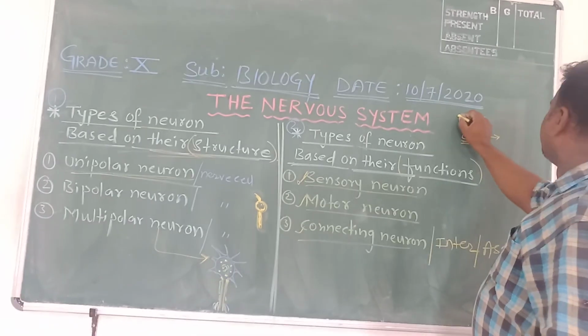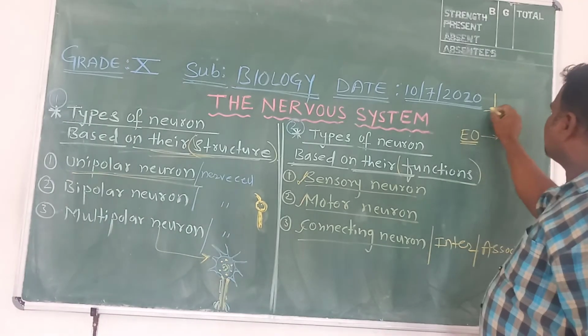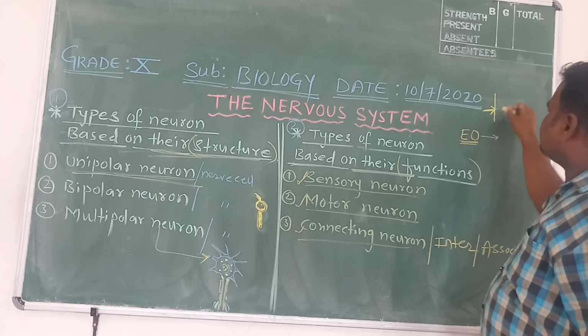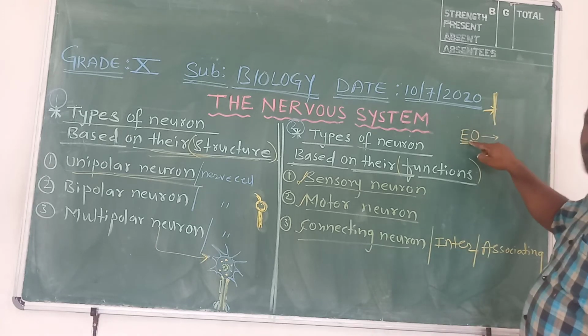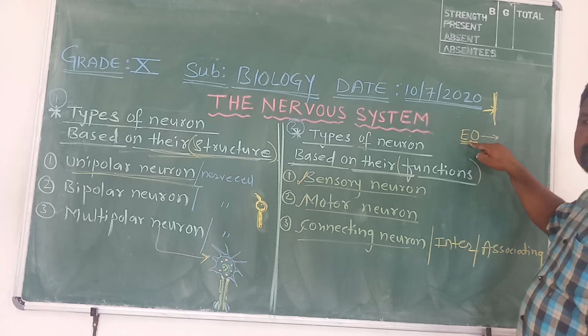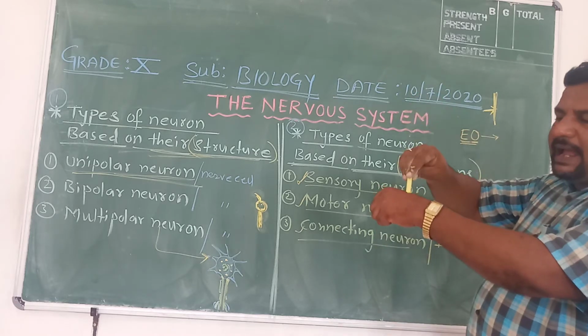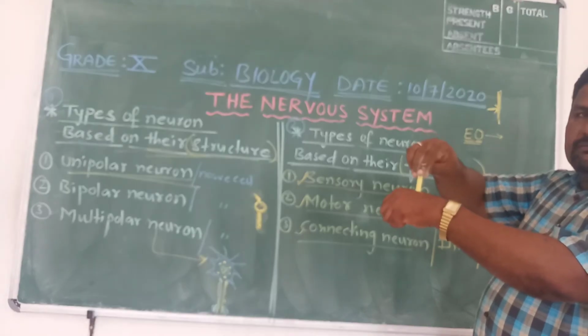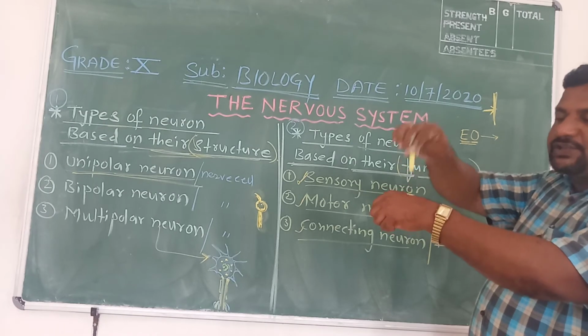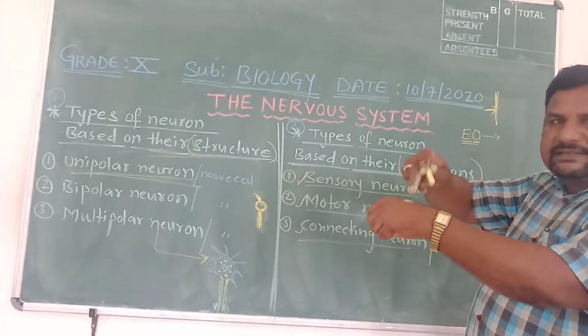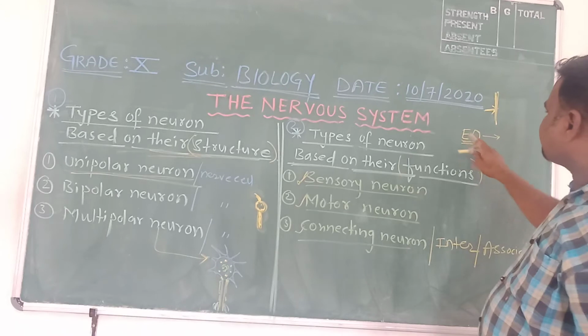Suppose this is our body part. Here an external stimulus is applied. Then this body part is termed as the effector organ. Are you able to understand? When any stimulus is applied, the site, the location where the stimulus is applied, that location is termed as the effector organ.